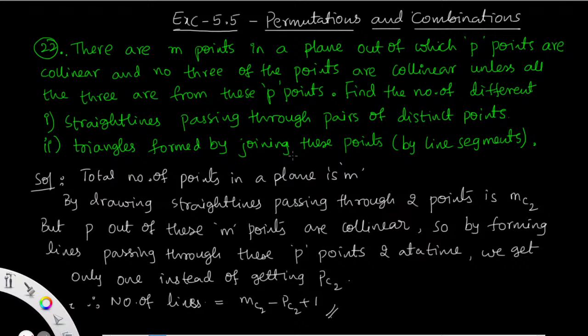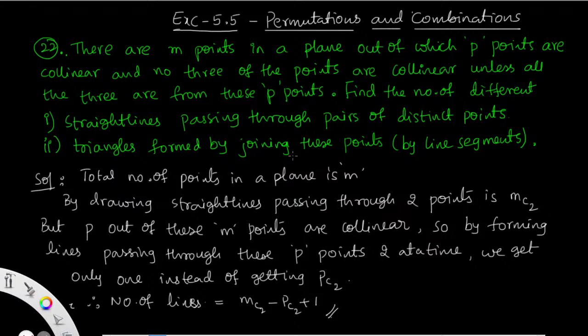Good morning. Continuation of exercise 5.5, permutations and combinations. Today we continue from the last ending of the lesson, exercise 5.5, the last one. We have done up to 21 already. Now today we will start the 22nd problem.